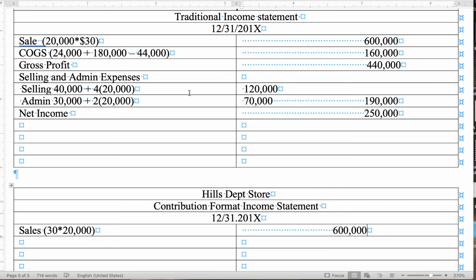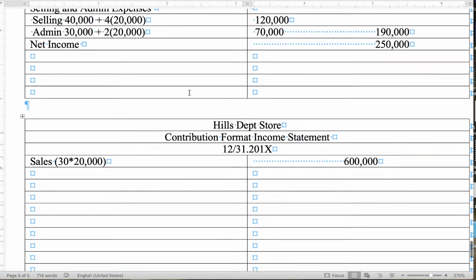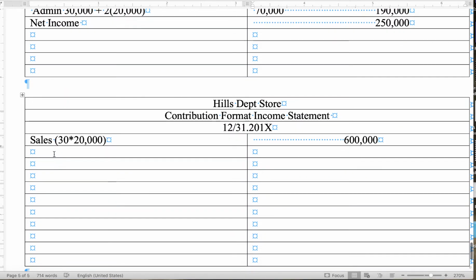Point one thing out before we get there. The net income is the same under both the traditional income statement and the contribution format income statement. Net income is going to be the net income. It's still going to be the same amount. The only difference is how we get there. Okay, so now we need all of our variable costs.